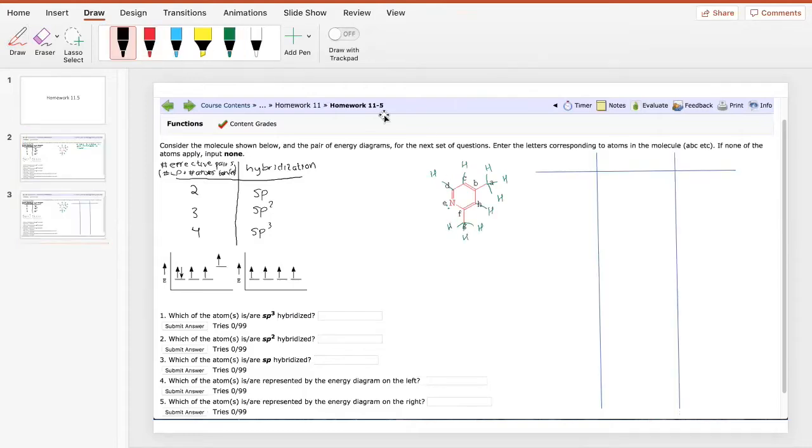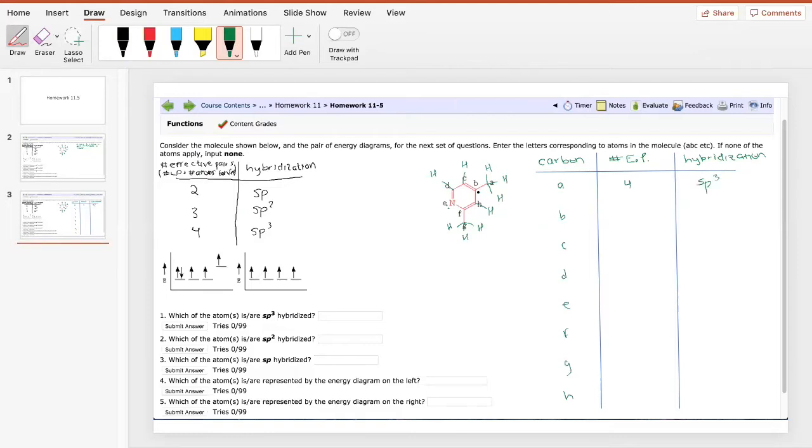So to organize ourselves a bit, I want to make a table. In this left column, it will be whatever carbon we're talking about. The middle column will be number of effective pairs. And the right column will be the hybridization. Carbon A has no lone pairs, but it is bonded to 4 different hydrogens. So it has 4 effective pairs. 4 effective pairs corresponds to an sp3 hybridization.